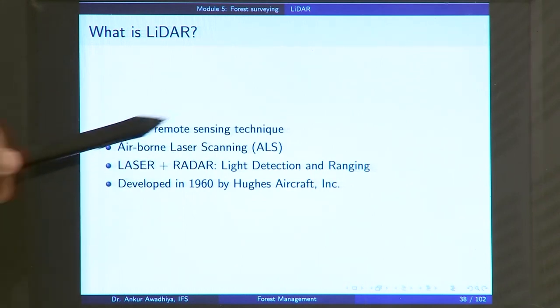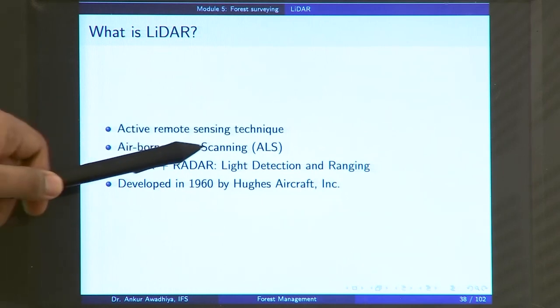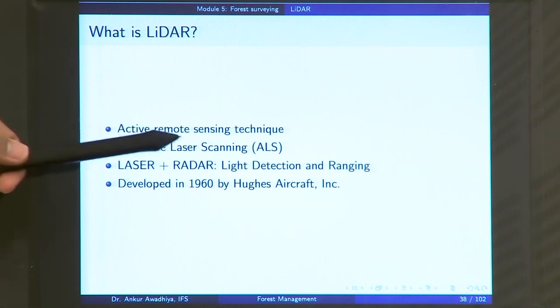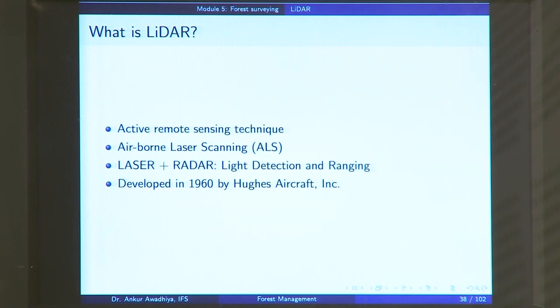It is also known as ALS or airborne laser scanning. So, with this term you can make an idea about what LiDAR is. It is airborne, so you are using an aircraft or maybe a drone, but the platform is airborne. It is not on the ground, it is not in the space, it is airborne, and it is laser scanning. So, you are using a laser to scan your object. So, it is also known as ALS. It was developed in the 1960s by Hughes Aircraft Incorporated.